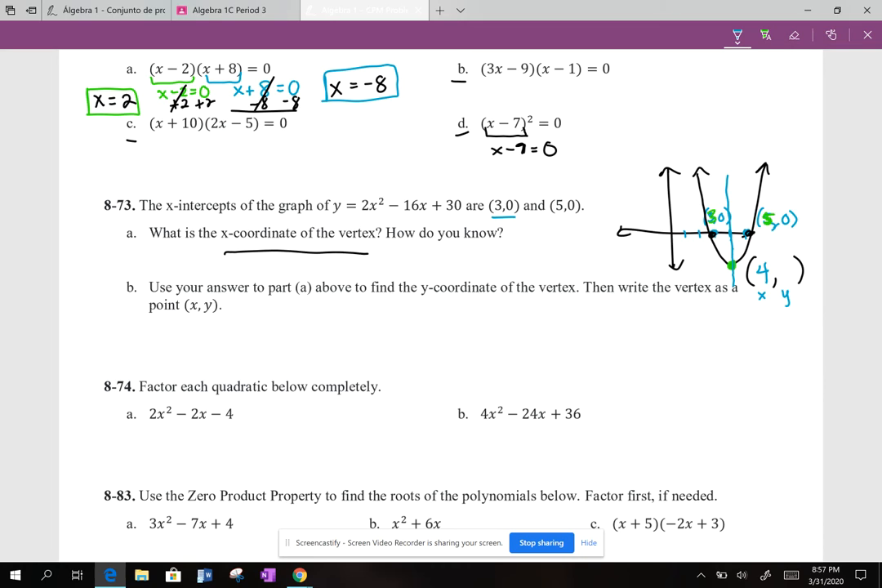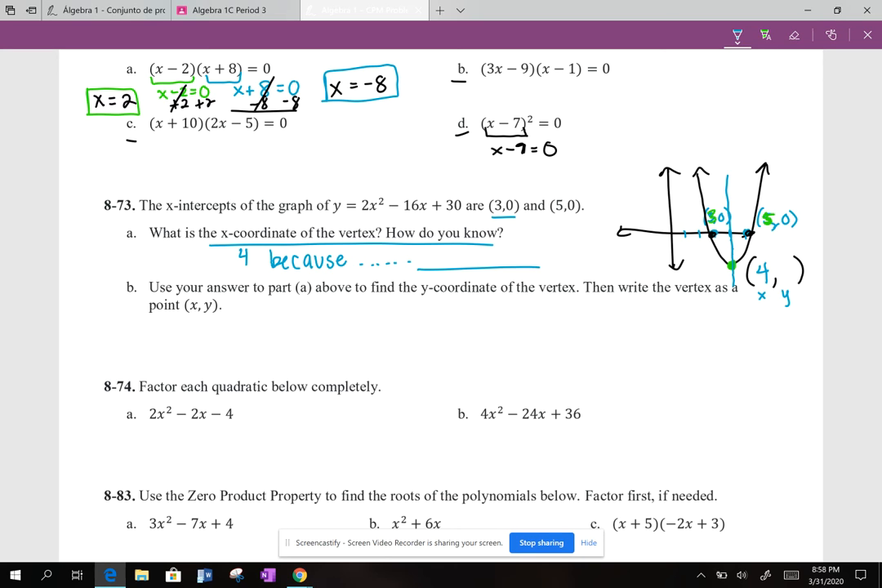Remember, parabolas have symmetry. That means that they can be divided into two equal halves. Make sure to write a reason down here. It's 4 because of that. You fill out the rest, and then use your answer to part A above to find the y-coordinate of the vertex, and then write the vertex as the point (x, y).